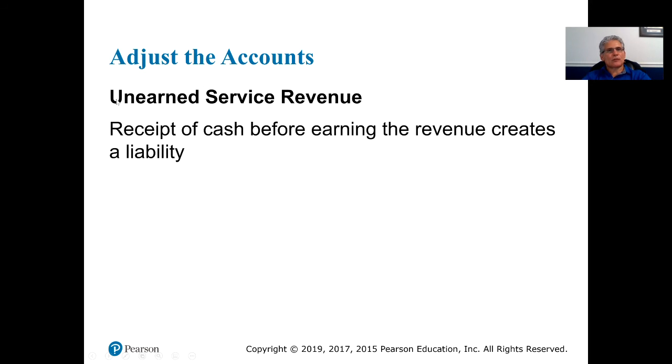The next adjustment we could look at is what's referred to as unearned service revenue. We have received cash before earning the revenue, and that creates a liability. Now, we say the definition of a liability is a future obligation, something that you owe. Up until now, we've been thinking about liability as cash. You owe cash, you have to write a check out. But if you're paid in advance for a service or product, you owe the product or service.